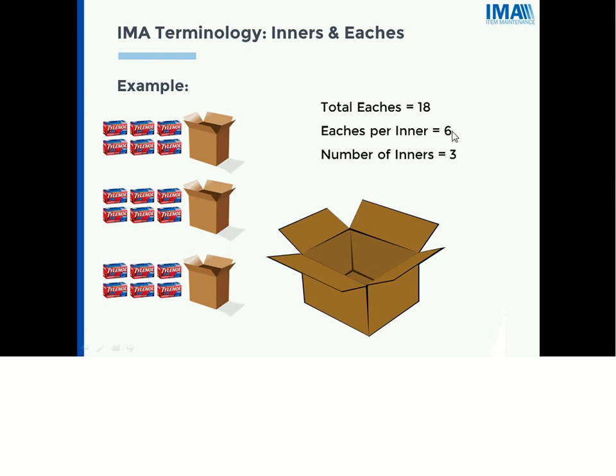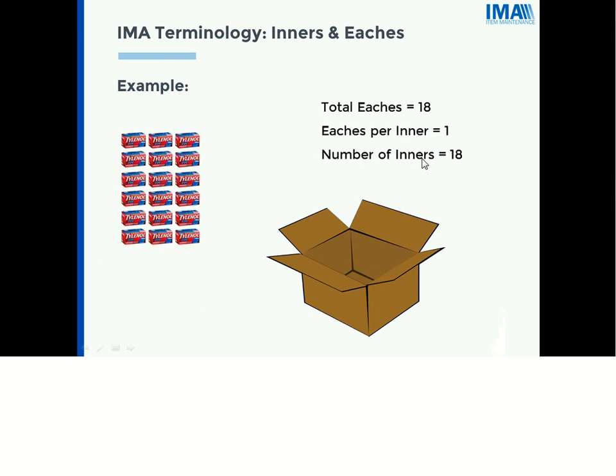So it'd be 18, 6, 3. Now, if you don't have inners, you don't work with inners at all, and you always just put your product straight into a carton, then your total eaches is 18. Your eaches per inner is 1 because it's counting each of these Tylenols as an inner now. And the number of inners is 18. So that would be 18, 1, 18 if you do not actually use any inners.